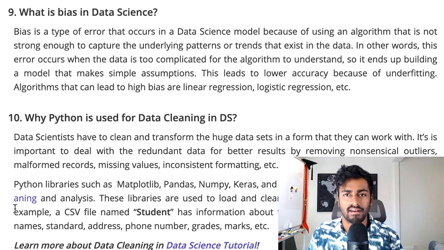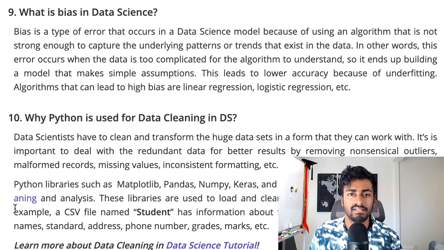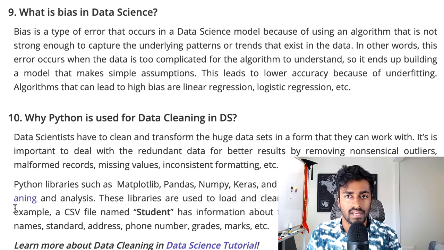Bias is a type of error that occurs in a data science model because of using an algorithm that is not strong enough to capture the underlying patterns or trends that exist in the data. In other words, this error occurs when the data is too complicated for the algorithm to understand, so it ends up building a model that makes simple assumptions, and this leads to lower accuracy because of underfitting.